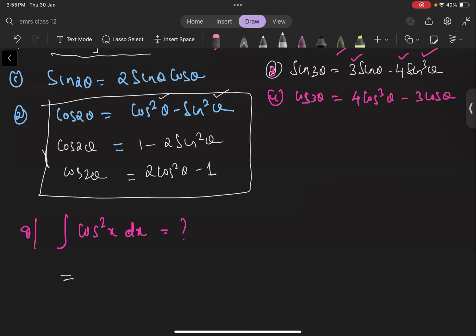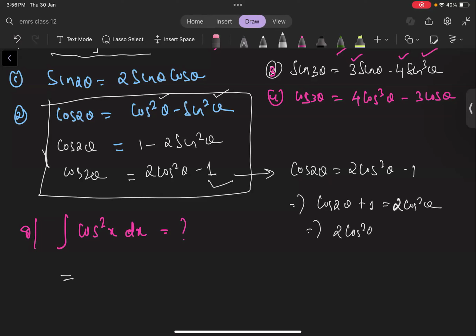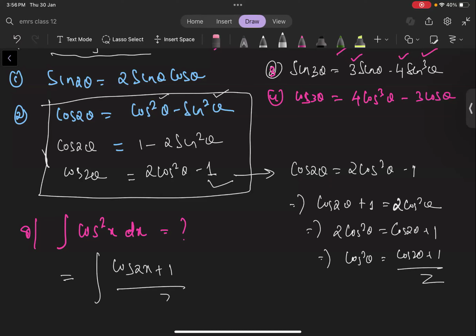Now you can take help of this formula here. We have cos 2 theta equal to 2 cos square theta minus 1. So I can write cos 2 theta plus 1 is equal to 2 cos square theta. So 2 cos square theta is nothing but cos 2 theta plus 1, and cos square theta is equal to (cos 2 theta plus 1) by 2. So this is nothing but the integral of (cos 2x plus 1) by 2 dx.